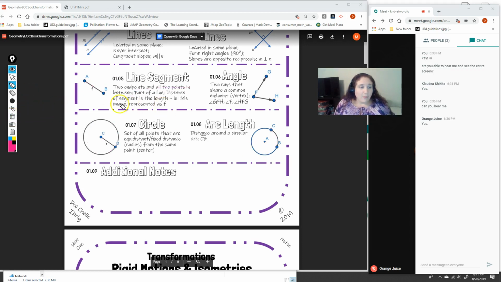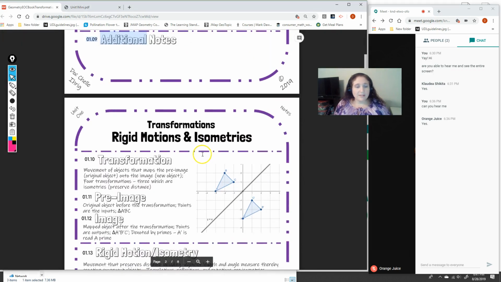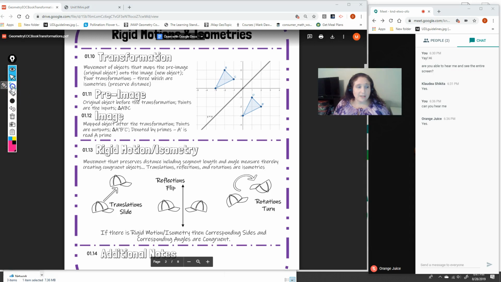Things to think about for transformations in general are make sure that you consider that transformations are the movement of objects and shapes. We have a pre-image and we have an image, and that is the concept of the transformations. The pre-image is always the first image. The image is always the second. And don't forget that we have A prime, B prime, and C prime.